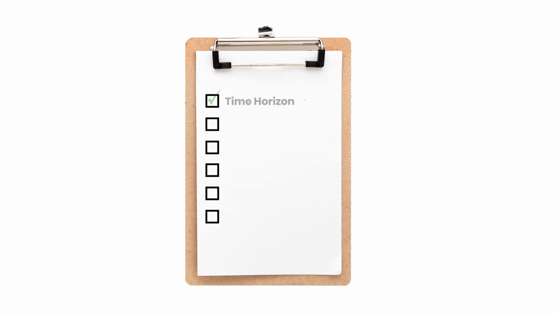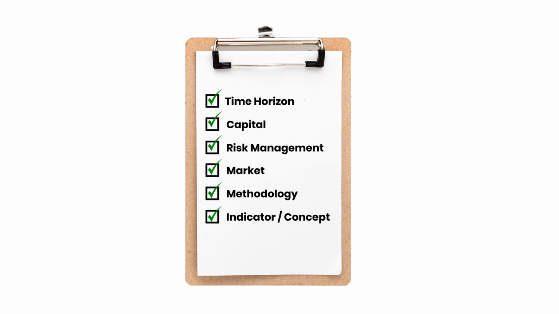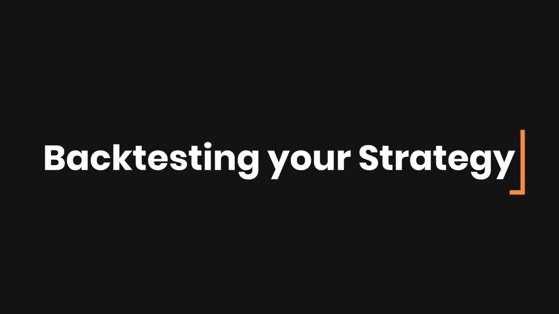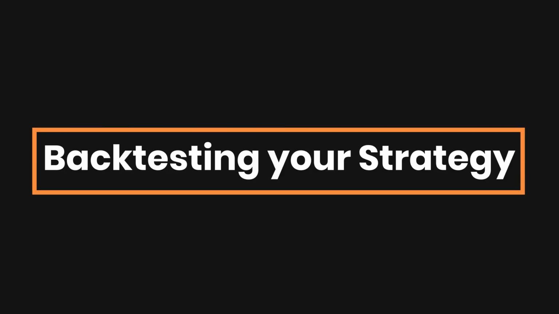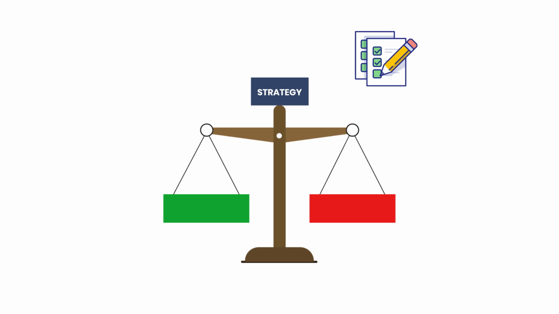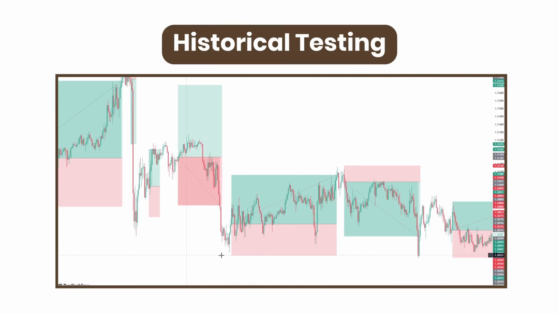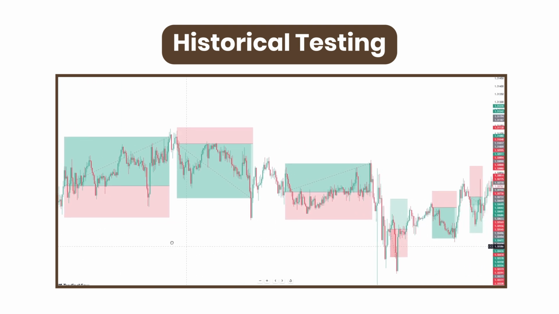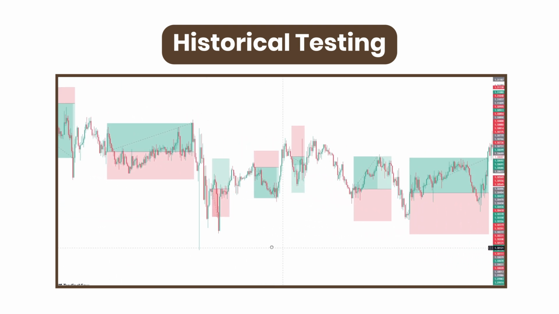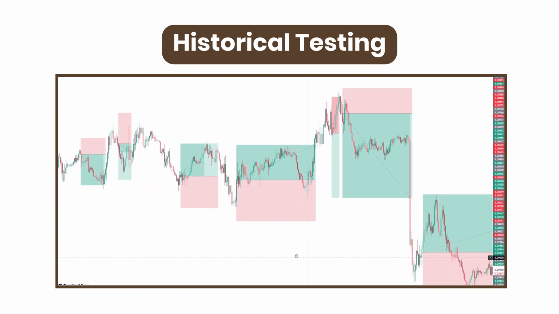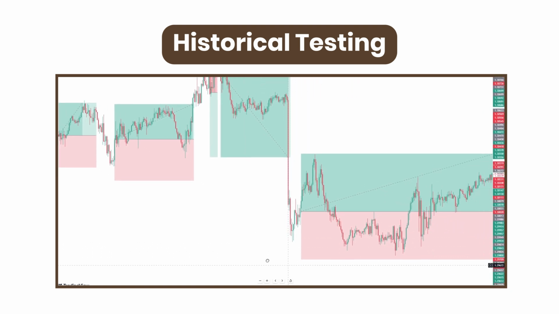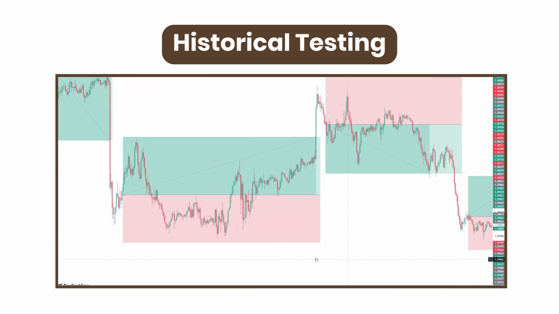So now that you have the time horizon, the capital, your risk management, the market to trade from, the methodology, and your trading indicator or trading concept, you move to the next phase, which is backtesting your strategy. This is where you put your strategy to the test to assess its weaknesses and strengths. The very first step is historical testing. This is where you backtest your strategy using historical data to see how it would have performed in the past. Ensure whether or not the strategy works across different market conditions, be it a bullish, bearish, or sideways market.